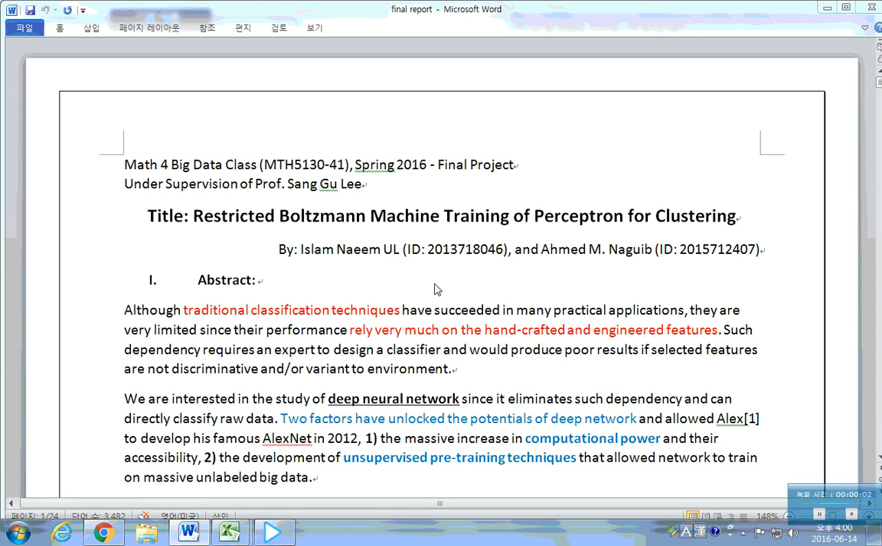Okay, next and the last presentation will be given by Naeem and Naguib, Team 1. They will talk about the restricted Boltzmann machine training of perceptron for clustering. They will use about 40 minutes, and we will have about 10 minutes for discussions.